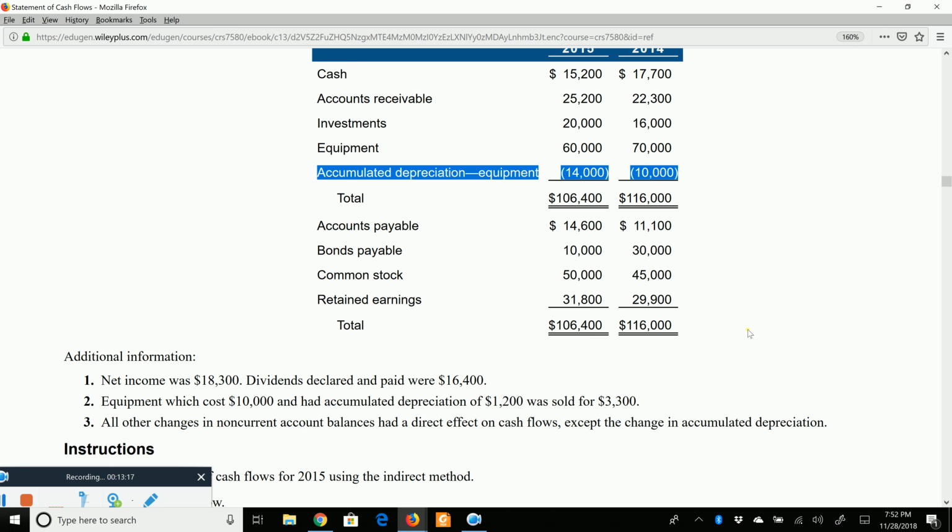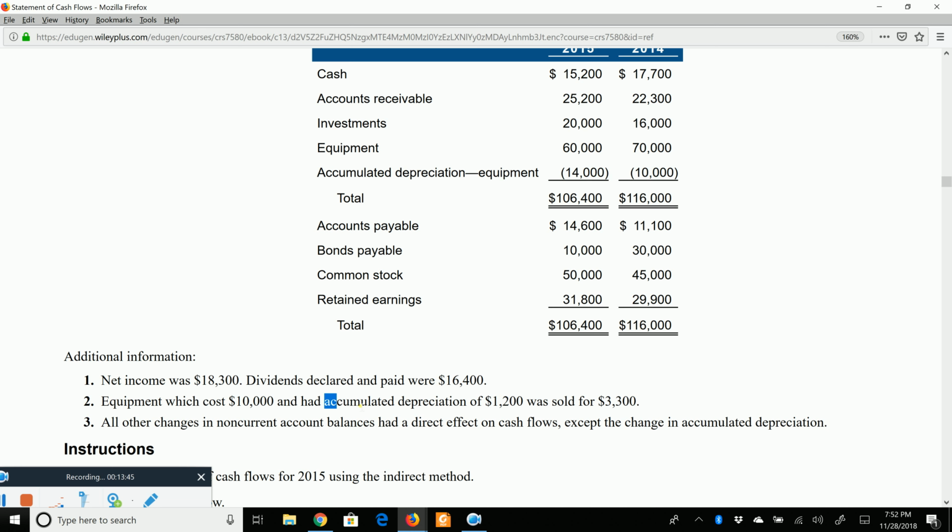And if my objective is to reconcile the net income to the net cash flow, what we have to do is we need to increase. We need to show a positive reconciling item. Now, in a perfect world, we would say the depreciation expense was $4,000, right? Simply the difference between the beginning and the ending accumulated depreciation.